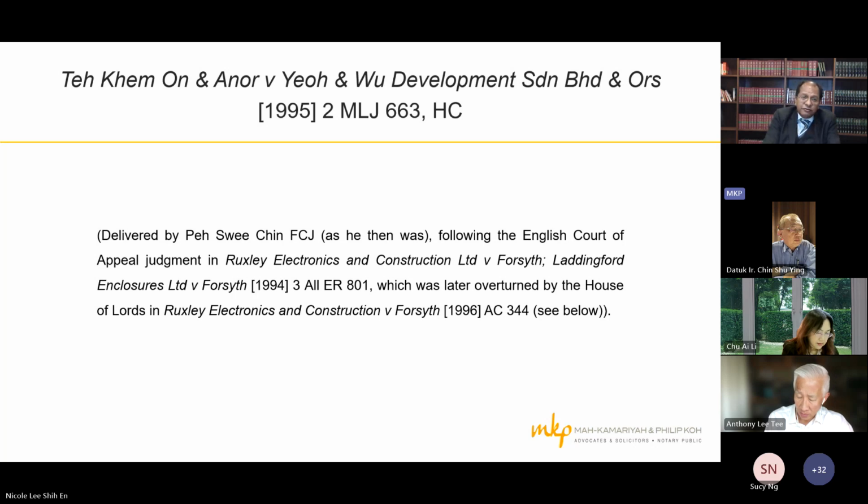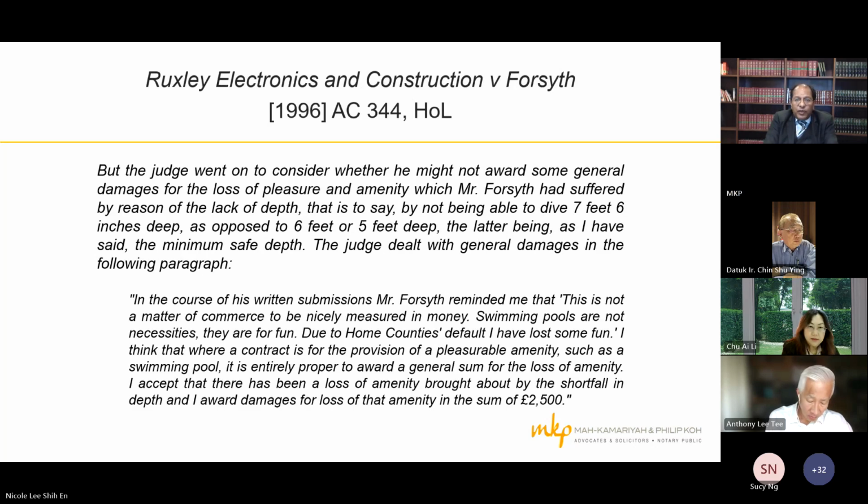Now, next slide, please. In Ruxley, the situation was essentially that a swimming pool was constructed at a bungalow for an individual. And the trouble is that the swimming pool was not constructed to specification. So it was specified to be 7 feet 6 inches deep, and instead it was about 6 foot deep.